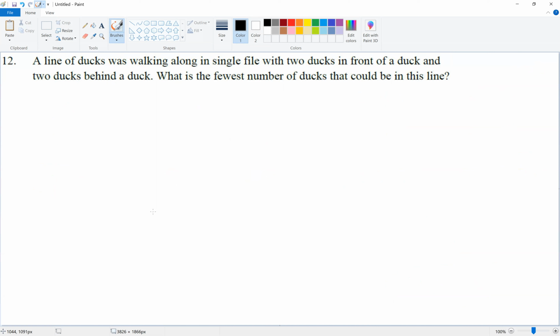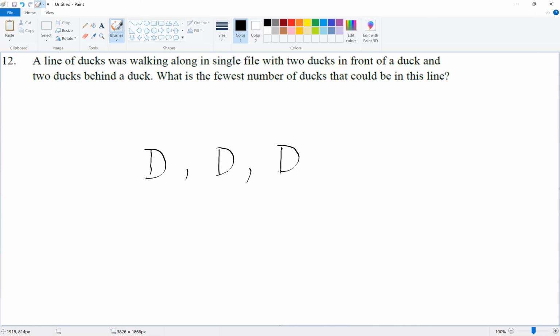Did you do it? No, but I can try to do it. Okay, what did you do? Well, we can first start the line with 1 duck, which could be represented by D. Then we can put 2 ducks in front of that duck and 2 behind it, which should be the fewest number of ducks. No, that's not correct.